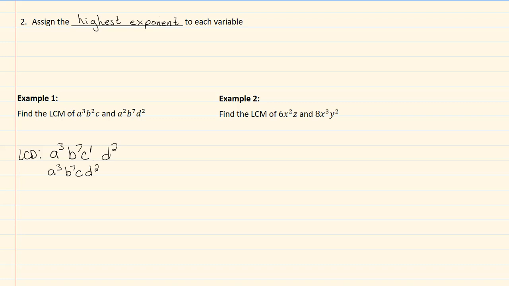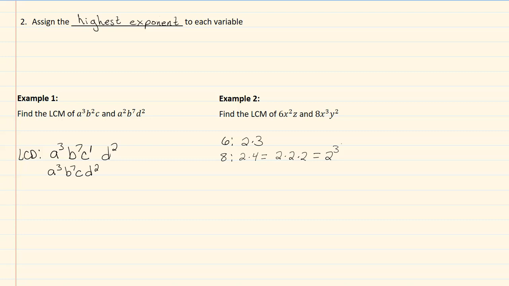Now in example 2, we do have numbers. So what we probably want to do before we do anything else is to do our prime factorization for each number. So for 6, our prime factorization is going to be 2 times 3. For 8, we can think of that as 2 times 4, and then 4 is 2 times 2, so we would have 2 times 2 times 2, or in other words, 2 to the 3rd power. We want to write it in exponential form.